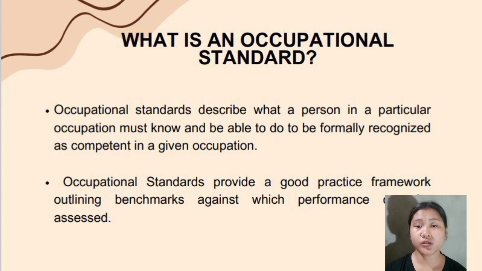Occupational standards are guidelines that explain what a person needs to know and be able to do in a specific job. These standards serve as a checklist for the knowledge, skill, and behavior a worker must have to be considered competent in their field. Instead of education deciding what people should learn, these standards are based on what industry actually needs, which means training and education programs are designed around real job requirements.